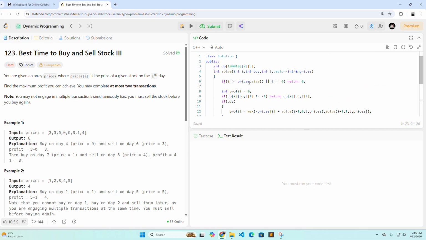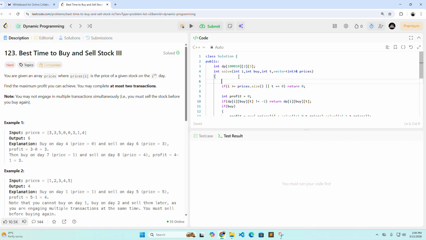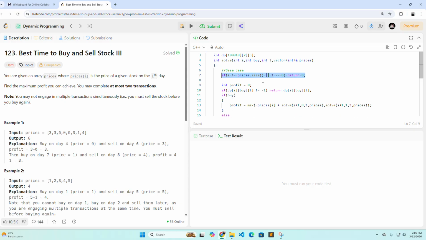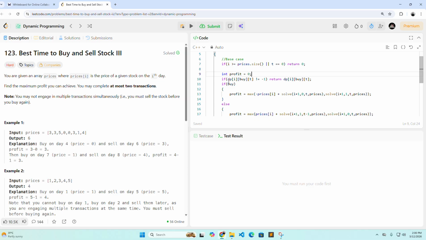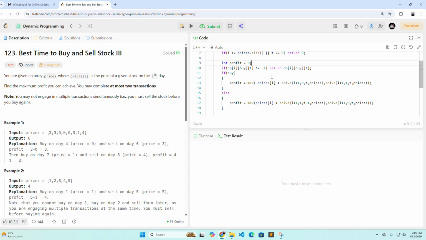Then this is the base case: if the index is out of bound or the transactions are over, then we cannot make any profit from there, so return 0. I just declare a variable profit equal to 0. Then if it is already calculated, I return the value.